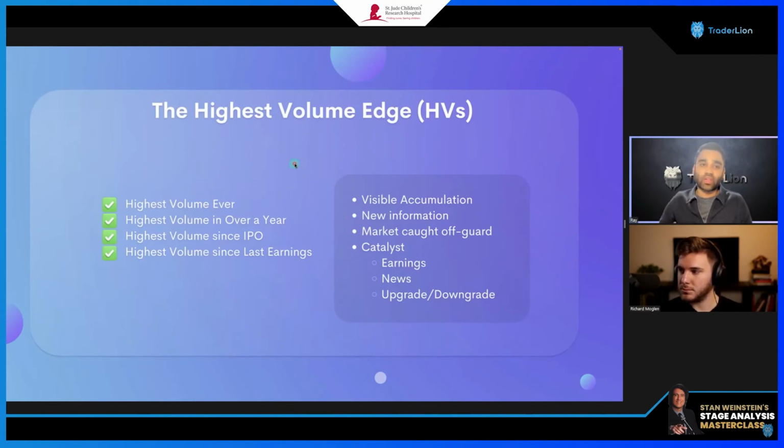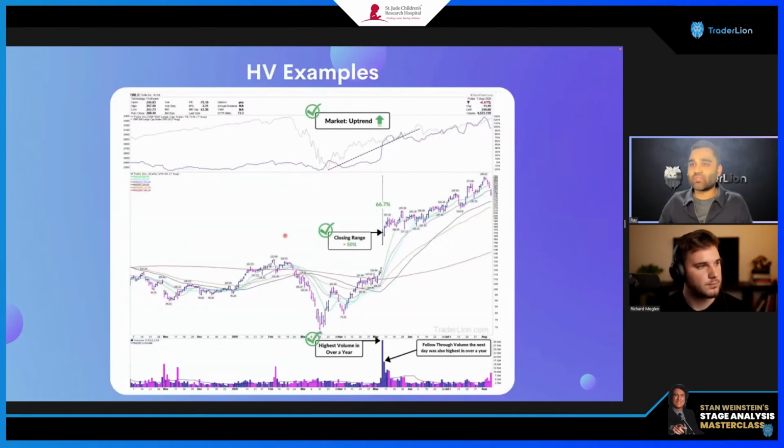So that is one of the edges I deploy. Now, over the years, if I keep studying and the market changes and I have to look for a different type of HV edge, then you add that to your toolbox or your arsenal, and you keep developing or incrementally improving upon that over a span of years. At first I would always look at highest volume ever or highest volume in a year. When I studied IPOs, I added highest volume since IPO. So a lot of these come from you having to study the markets to improve your edge in the market itself. So let's dive into an example here.